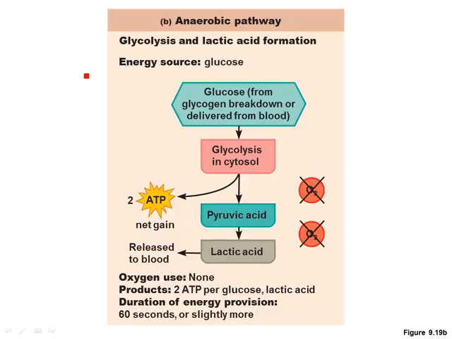Let me go to that slide. Okay. So this is your anaerobic pathway. You take your glucose from the blood, okay? The glucose is then broken down, glycolysis. Lysis means to break or to cut. You break down the glucose, all right? And when you break down glucose into pyruvic acid, that gives you two ATPs. It doesn't require oxygen, but it's not very efficient. It's one glucose, two ATPs.